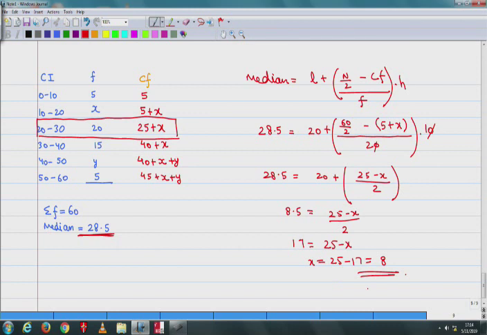Now after getting this value, you can substitute in the sum of the frequency, which is the 60 given. So if you add all these values, 5 plus 20, 25, and 40 and 45, so 45 plus x plus y, this value is given 60. So we know x is 8. So 45 plus 8 is 53 plus y is equal to 60. So y is equal to 7. So these are the values of x and y, 8 and 7.